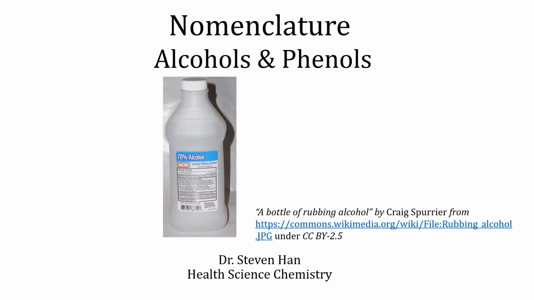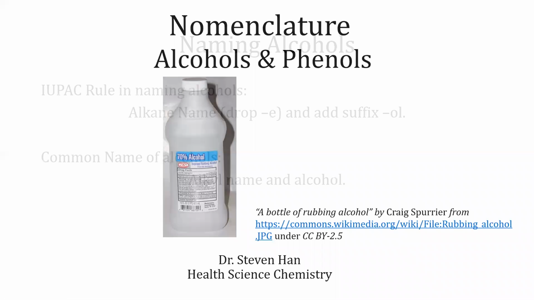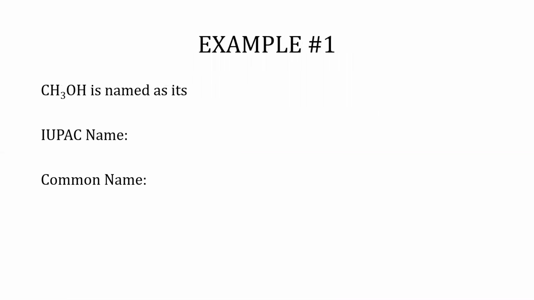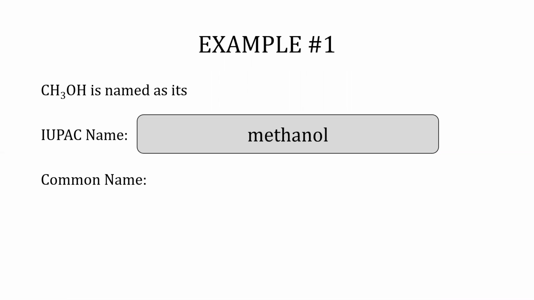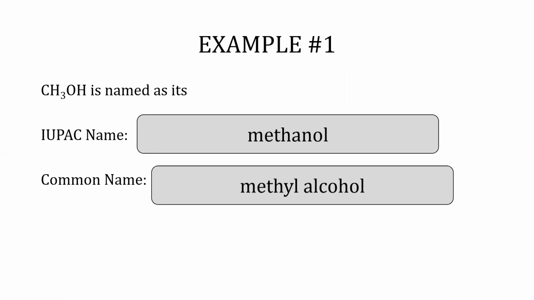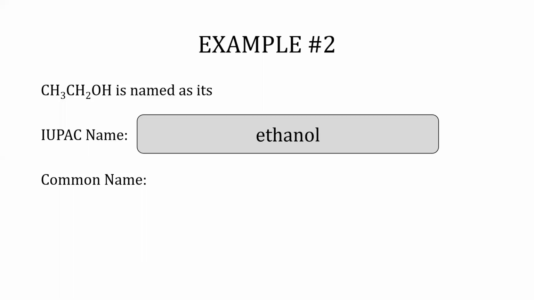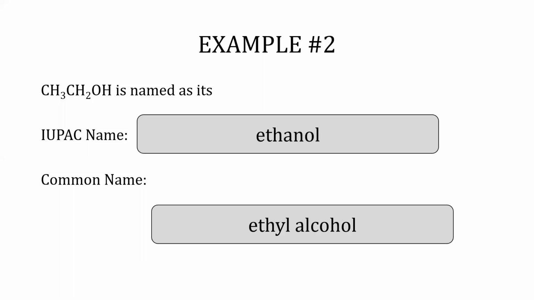This lecture is on alcohol and phenol nomenclature. Naming alcohols can be done under the IUPAC format by taking the alkane name, dropping the E, and adding the suffix OL. The common name of alcohols is made by taking the alkyl name and adding alcohol. In example 1, CH3OH is named under IUPAC guidelines methanol and is commonly known as methyl alcohol. In example 2, CH3CH2OH is named under IUPAC guidelines ethanol and is commonly known as ethyl alcohol.